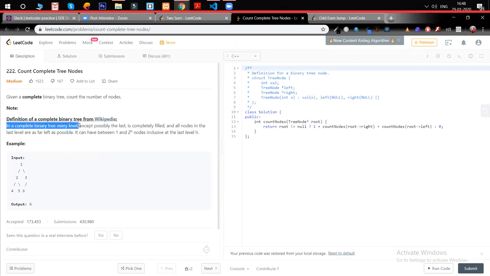In a complete binary tree, every level has the maximum number of nodes it can have, but the last level can have fewer nodes, and the tree can be as far left as possible. So this is the simple definition of a complete binary tree. We have to count the number of nodes. Over here we have 6 nodes, so the output is 6. Is there any question regarding the problem statement?